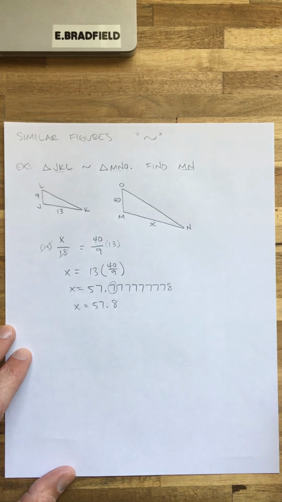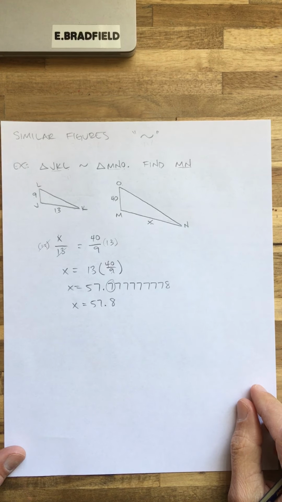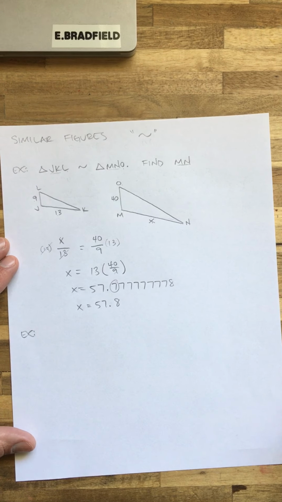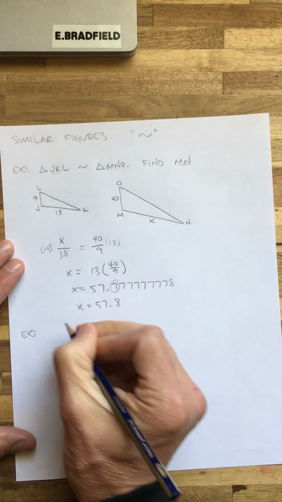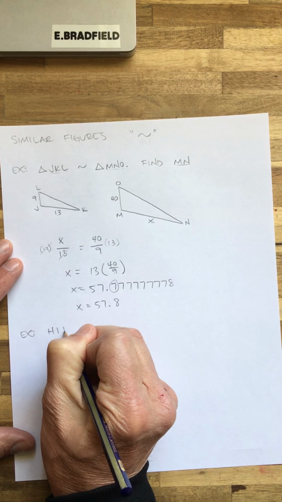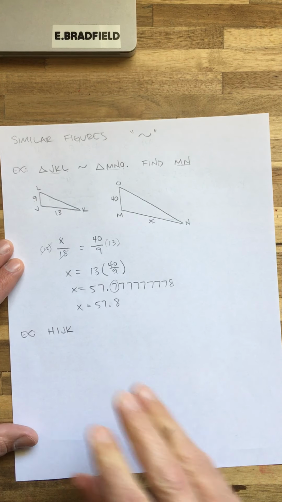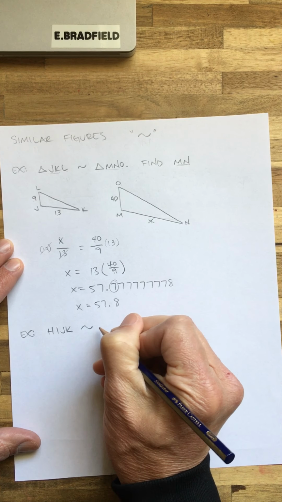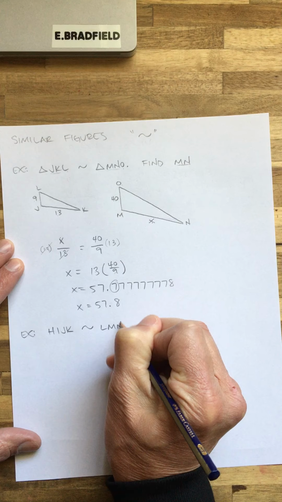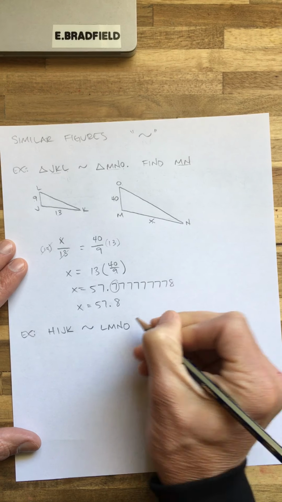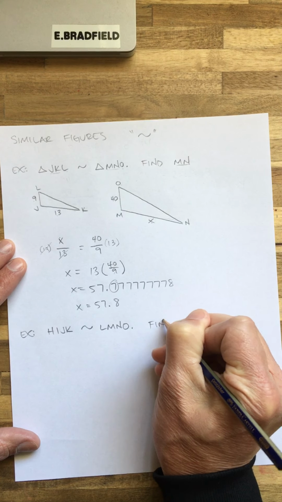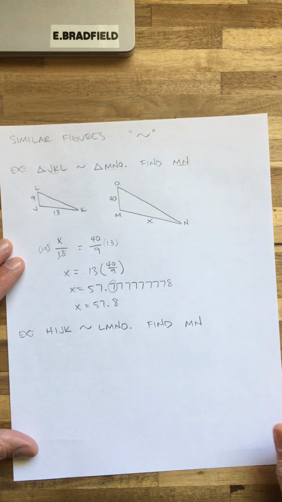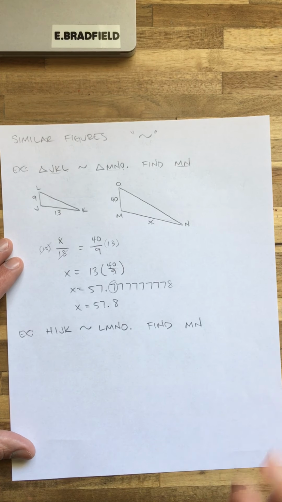All right, so that's the easy one. Let's do one that's more challenging. Here we go. Example. All right, so I know that HIJK, not a triangle anymore, but that doesn't matter, is similar to LMNO, okay? And we're going to find MN.